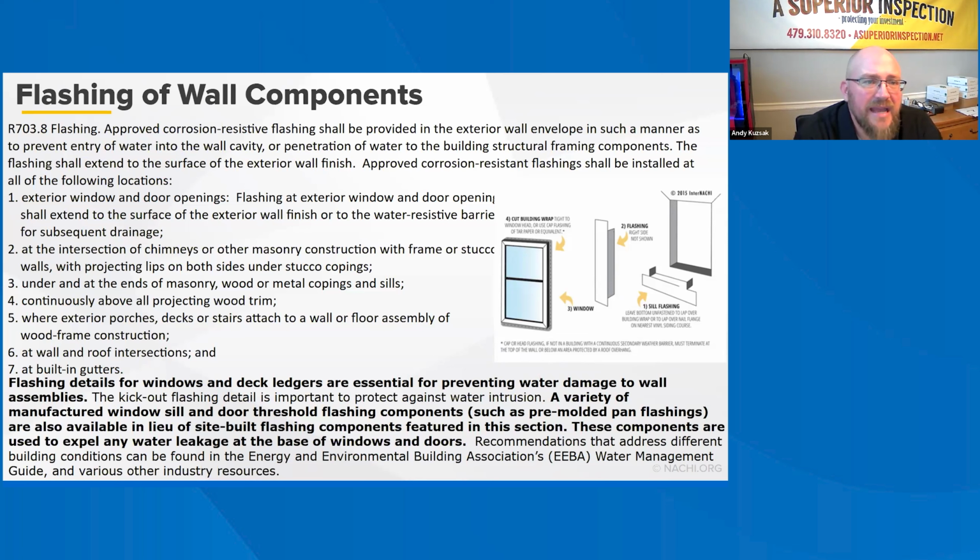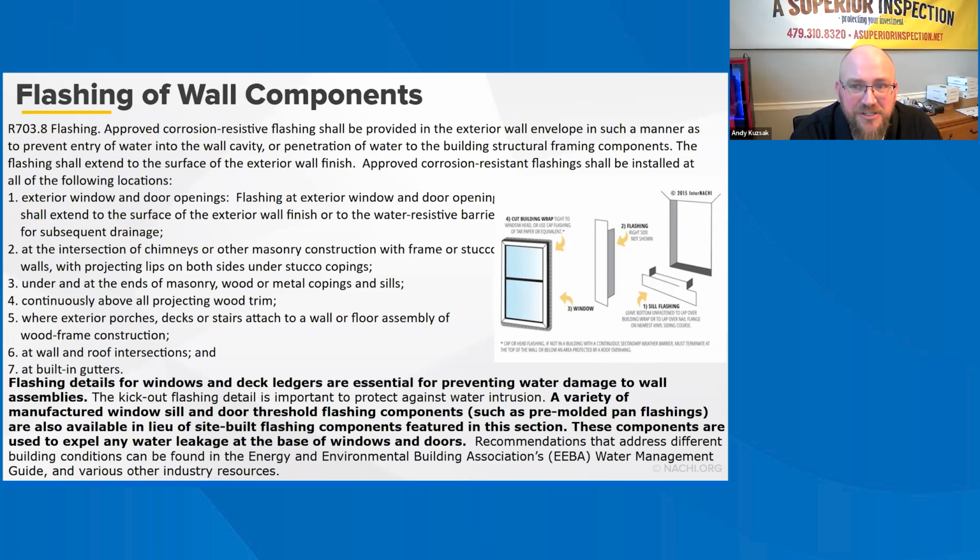So R703.8 says approved corrosion resistant flashing shall be provided in the exterior wall envelope in such a manner as to prevent water entry into the wall cavity or penetration of water to the building structural framing components. The flashing shall extend to the surface of the exterior wall finish.